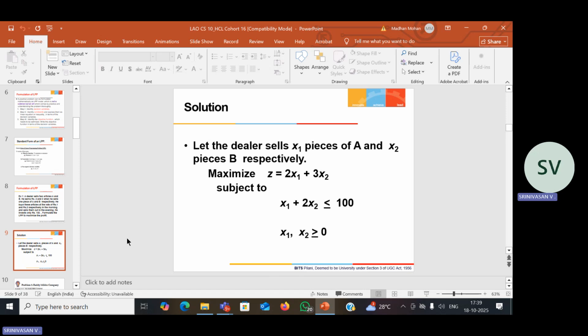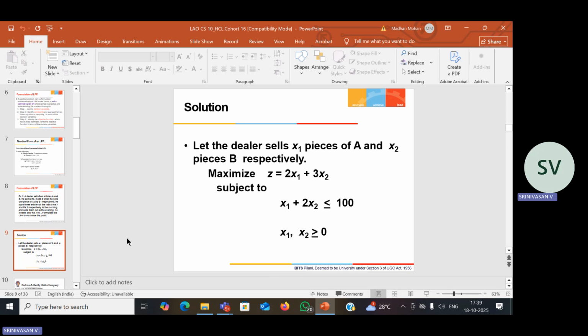So next you should always give the non-negativity of the basic variables, that is decision variables. What are the decision variables here? X1 and X2, number of pieces being sold of variety A and variety B. And the number of pieces sold cannot be negative. So it should be greater than or equal to 0.